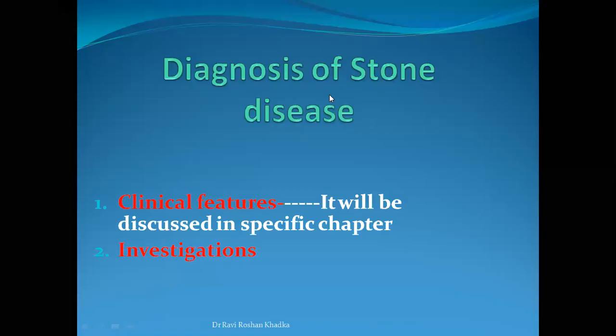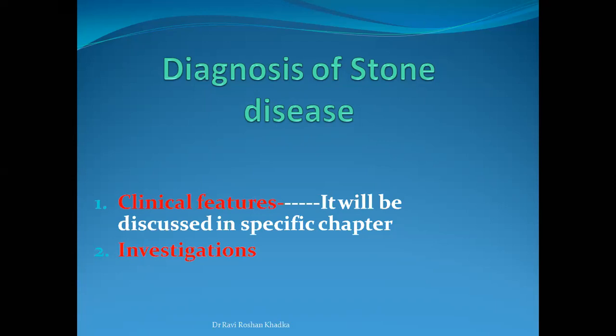Okay, so we have finished till now the basics of stone, that is pathogenesis, the different types and different classifications. Now let us study the diagnosis of stone disease. To diagnose any disease, we must follow the clinical feature and the investigation. Clinical feature I'll discuss later on whenever I teach you the specific chapter. Now I'll be more focusing on the investigation that we commonly do for the stone disease.